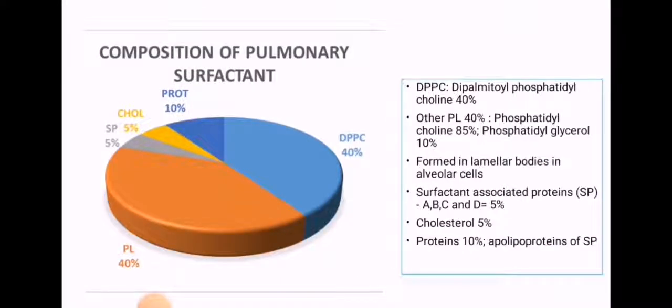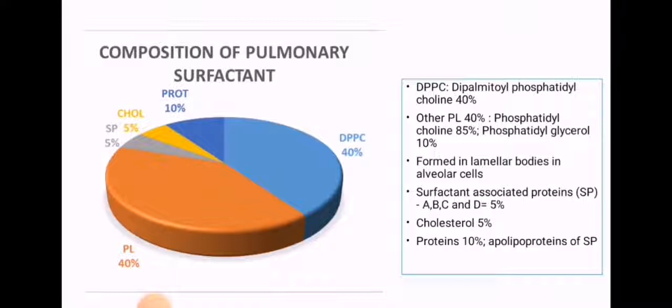So what is the composition of the pulmonary surfactant? Dipalmitoyl phosphatidylcholine makes 40% of the composition of the pulmonary surfactant. Then other phospholipids make up 40%, that is phosphatidylcholine 85% and phosphatidylglycerol 10%, and these are formed in the lamellar bodies in the alveolar cells.